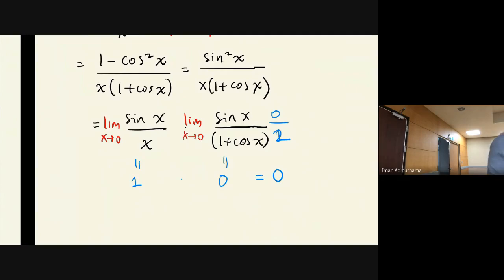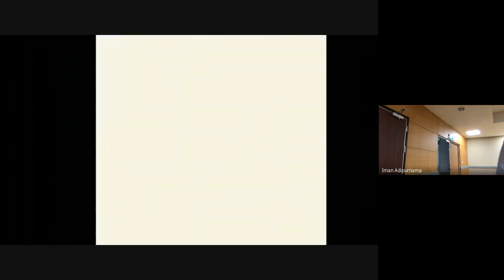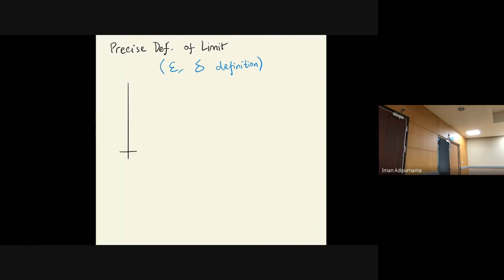So next page, I will focus on what we call the precise definition of limit, or you may call it the epsilon-delta definition. You have a limit, maybe like this one. Let's say this is A, and this is L.